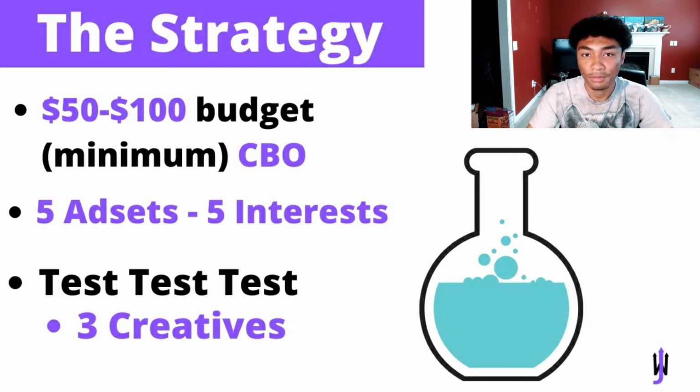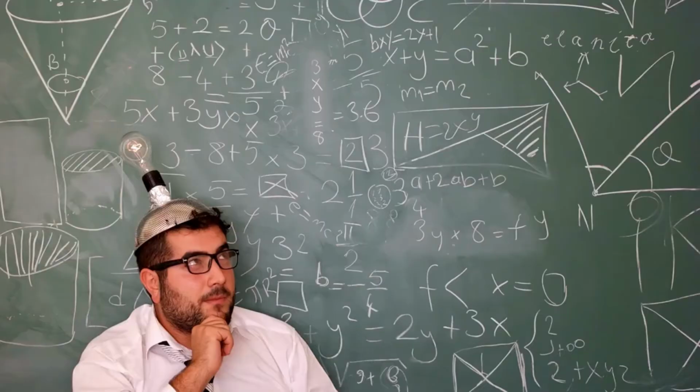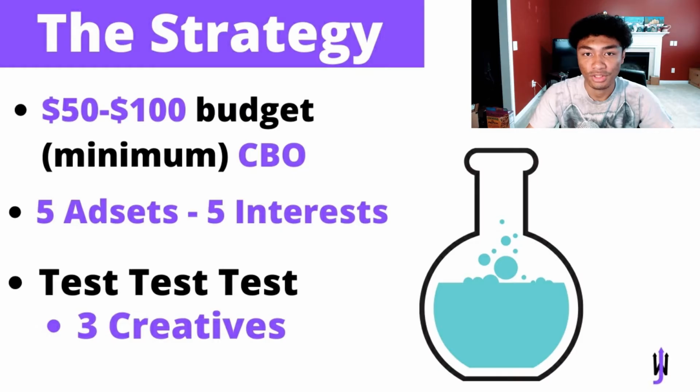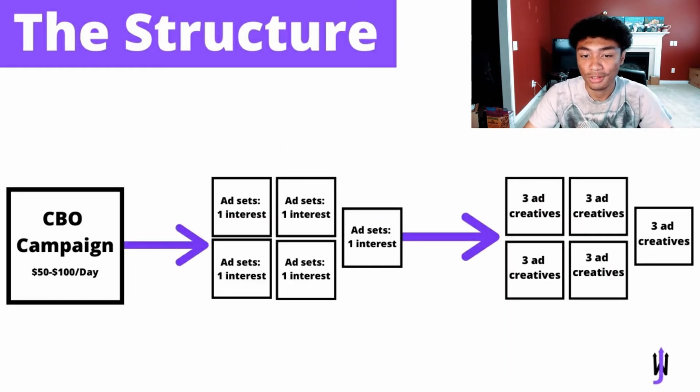And then the whole name of the game with testing products is to test, and have 3 different creatives. With the only difference between these creatives is just going to be the first 3 seconds or the scroll stop. So you can see here the overall structure of a campaign, and we're going to be going into this within my Facebook Ads Manager as well.